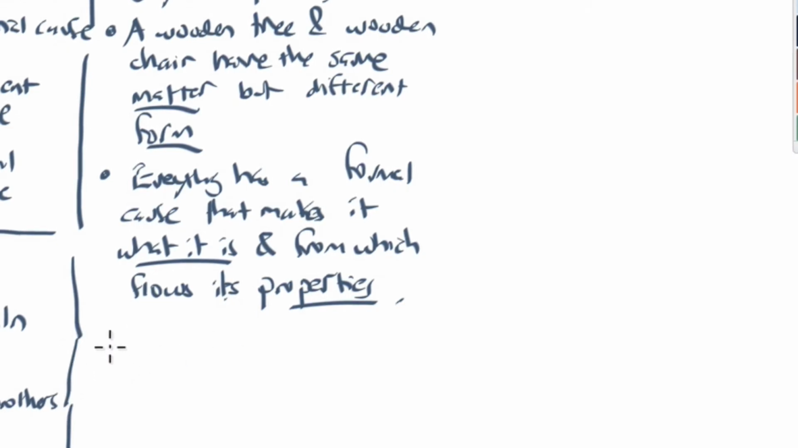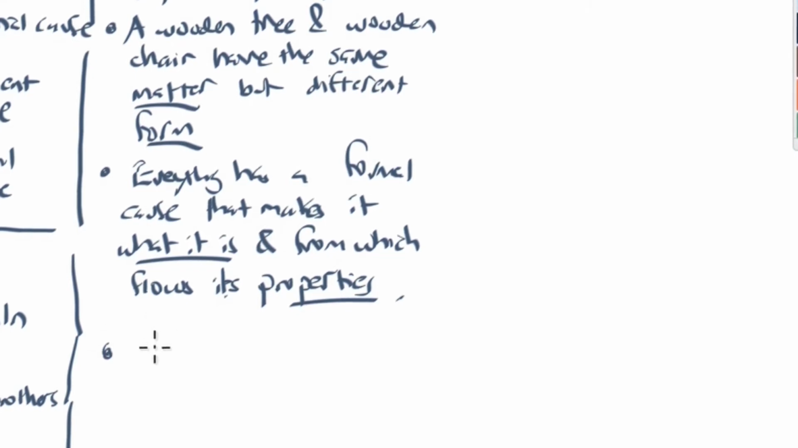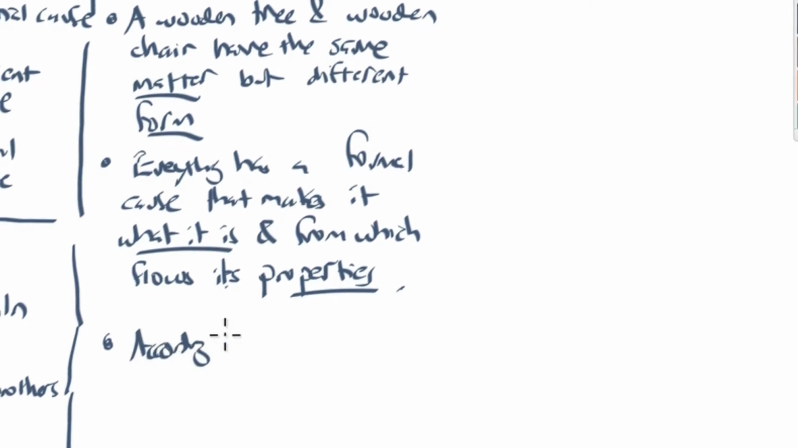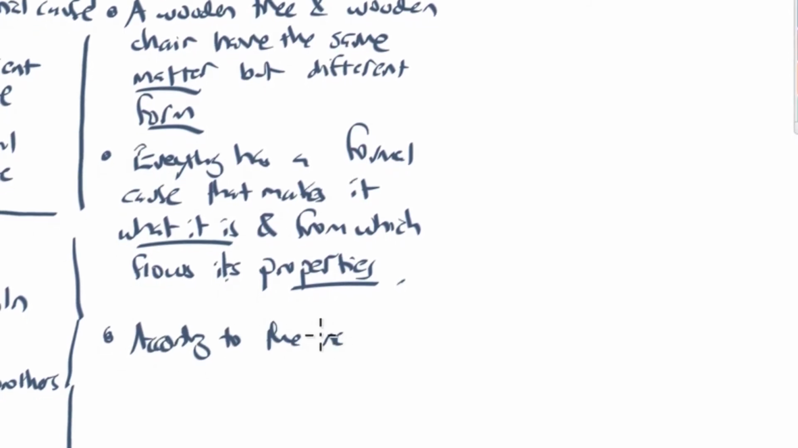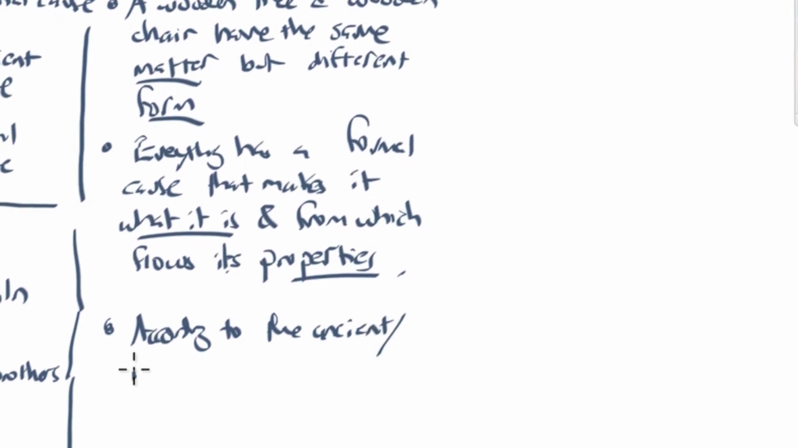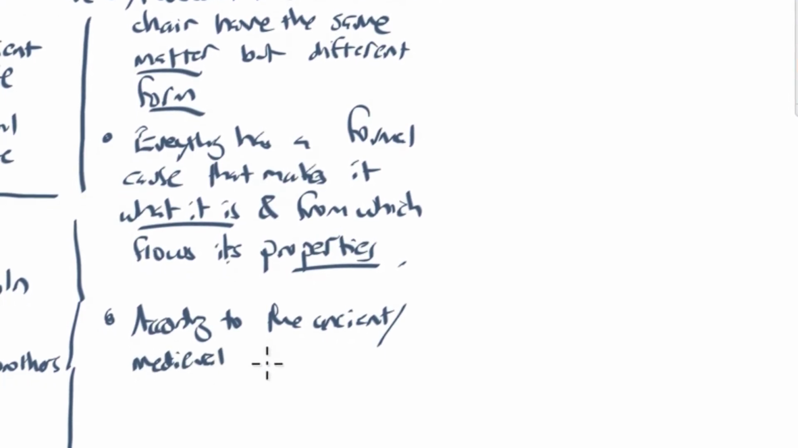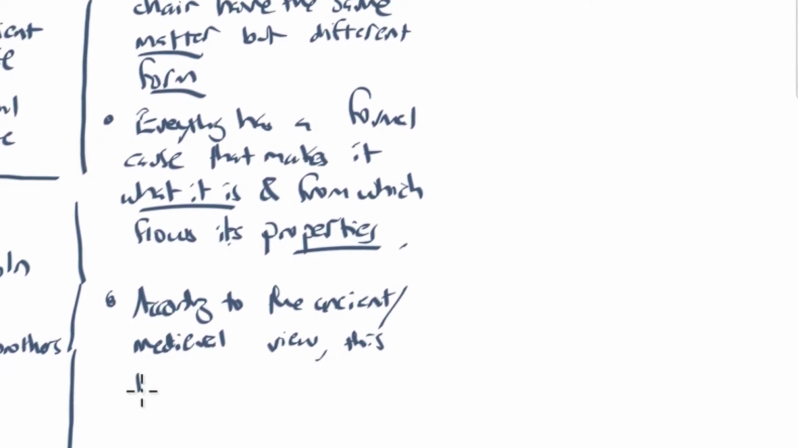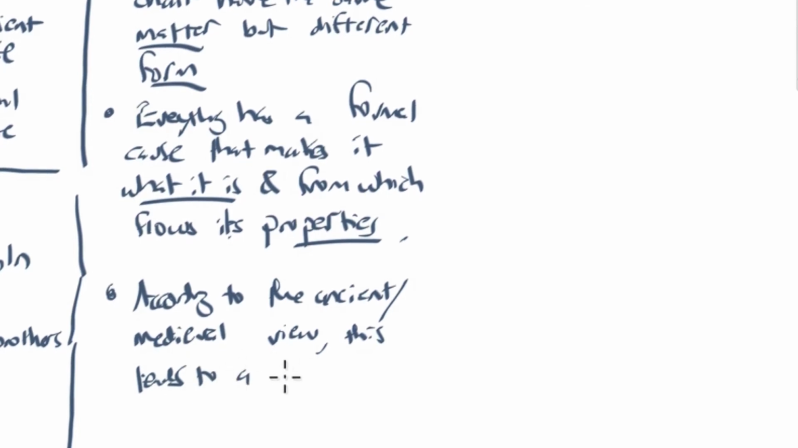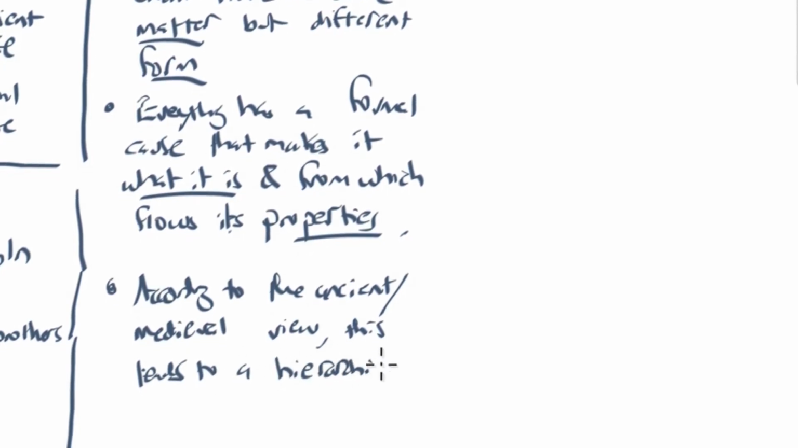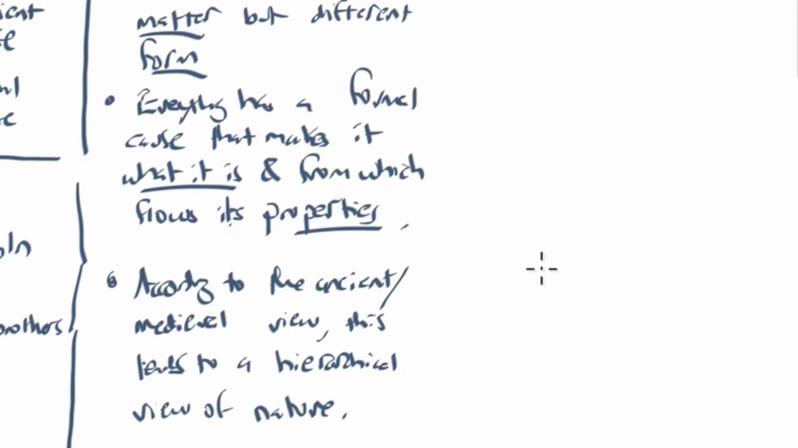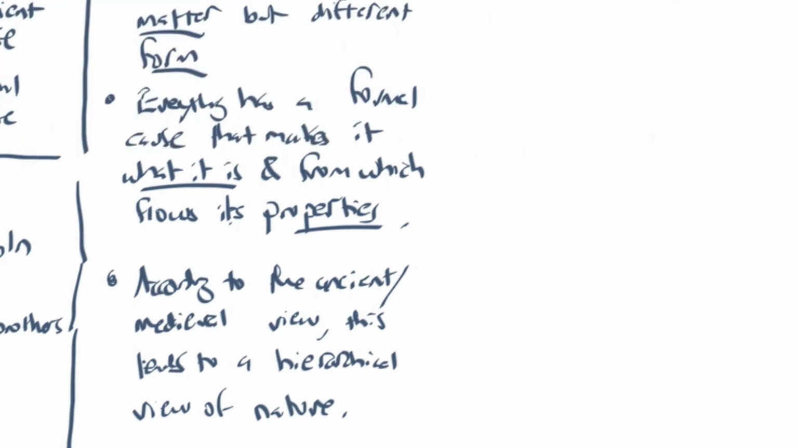Okay, and this gives rise to this kind of hierarchical view of created things or corporeal things. So according to the ancient and medieval worldview, this approach leads to a hierarchical view of nature. What do we mean by that? Let me talk about this hierarchical view of nature that this gives rise to.